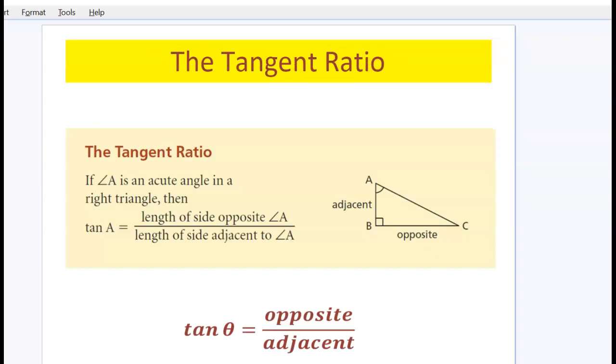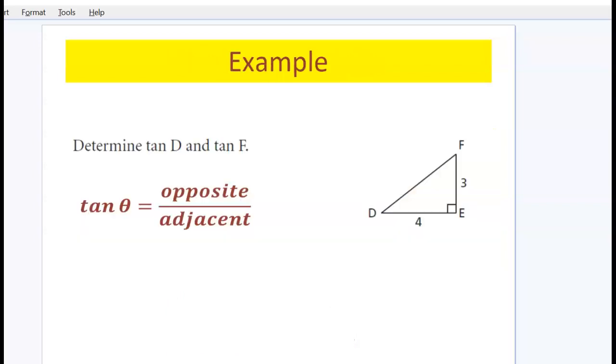Now, the tangent ratio: if angle A is an acute angle in a right triangle, then the tangent of angle A is the length of the side opposite angle A divided by the length of the side adjacent to angle A. So quite often we'll see tan theta is equal to opposite divided by adjacent.